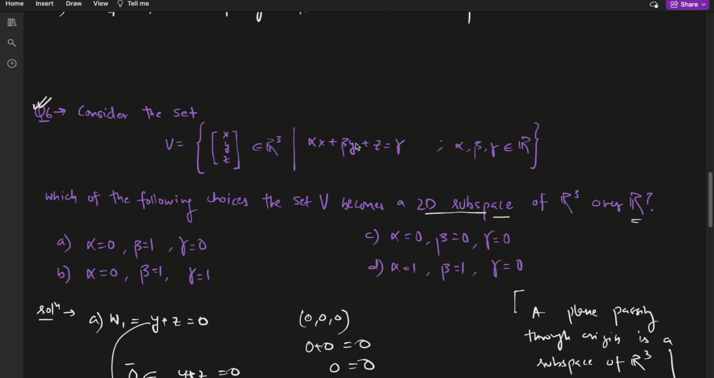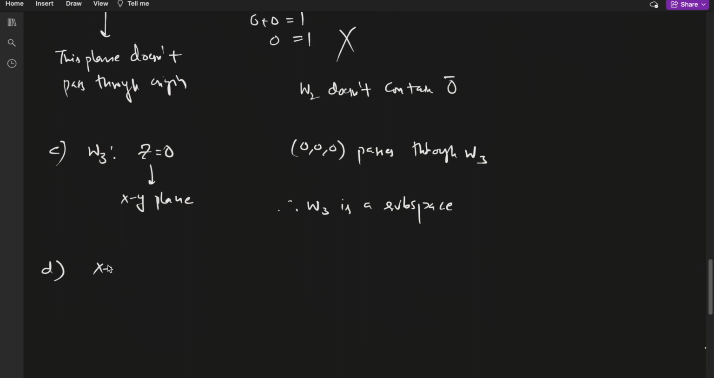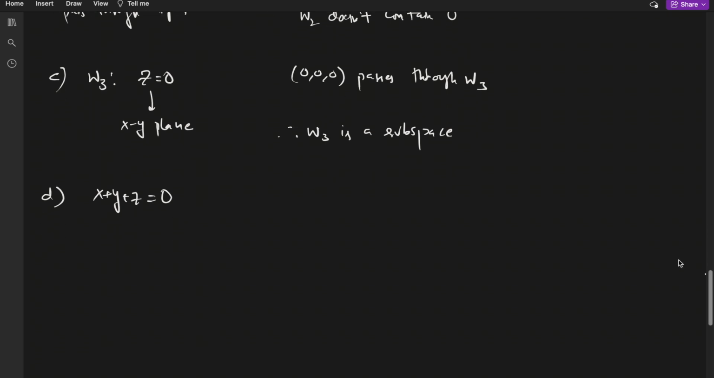So if you put gamma 0, alpha 1, beta 1, you get x plus y plus z equal to 0. All right. So is this a valid subspace? First of all, it's a plane, right? It is a plane in R cube. We just need to check if it is passing through origin or not.